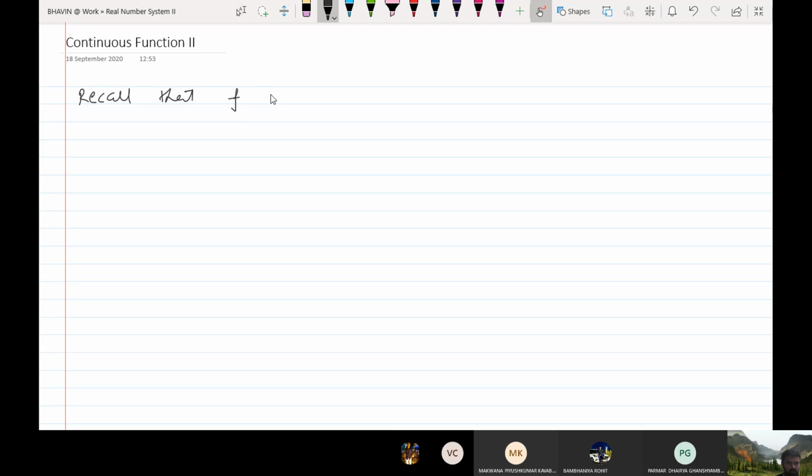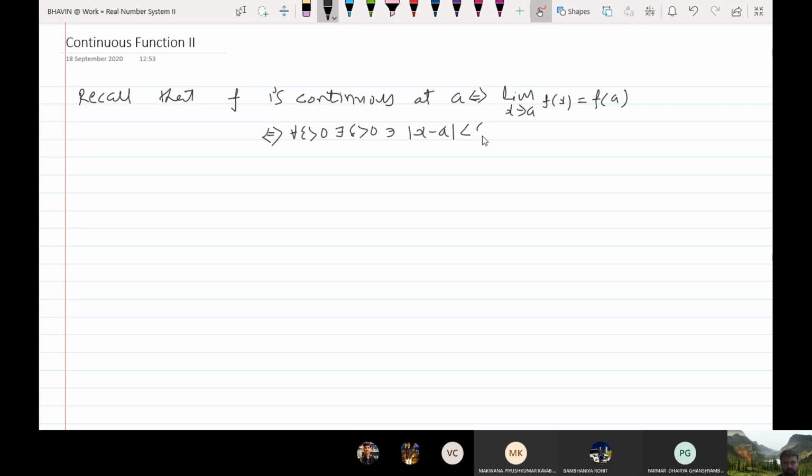Recall that f is continuous at a if and only if limit x tends to a, f(x) equals f(a). That is, if and only if for every epsilon greater than 0 there exists some delta greater than 0 such that whenever |x minus a| is less than delta, |f(x) minus f(a)| is less than epsilon. This is the definition of continuous function.